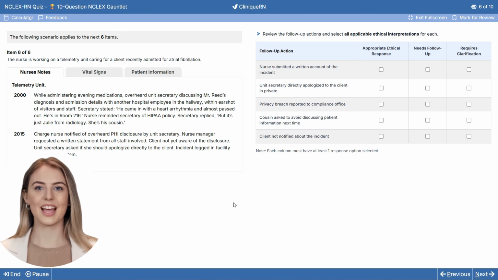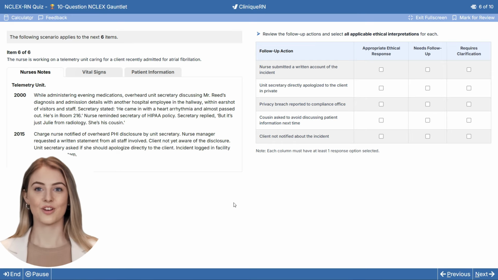All right, nurses, you've handled the breach, filed your report, and the compliance teams are on it. But here's the real test. Were the follow-up actions handled ethically? For each action, decide whether it was appropriate, needs follow-up, or requires clarification. You'll get a moment to think before I reveal the answer.